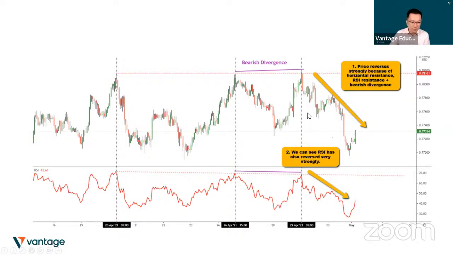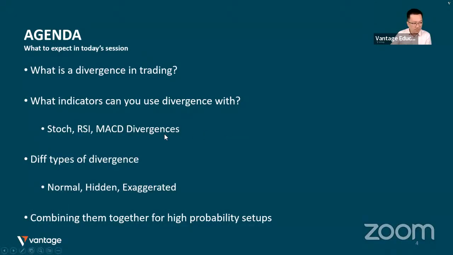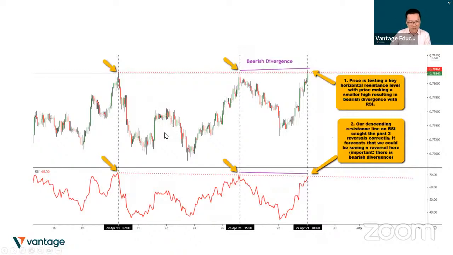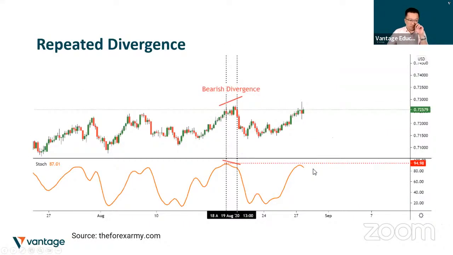So what you could also be looking towards, I'll scroll back to the example here, is that there's a normal, a regular, a hidden, and an exaggerated divergence. So this is just a normal divergence showing you the example there. The next one, this is actually quite interesting, is when you see a repeated divergence. What does it mean by repeated divergence?